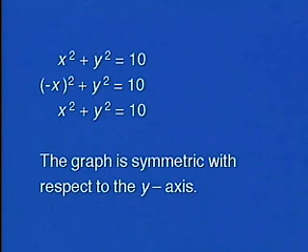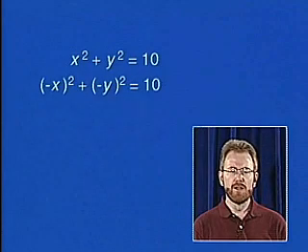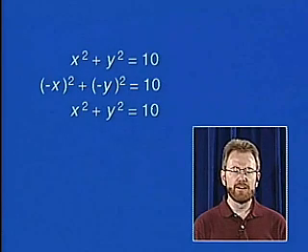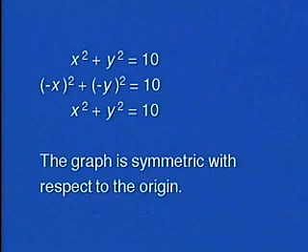We've got that. Last but not least, we're going to check for symmetry about the origin, which says replace x with negative x and y with negative y simultaneously. Simplifying this yields, again, the exact same equation that we started with. The graph is also symmetric with respect to the origin. Now, this should not surprise us much because hopefully we recognize that equation as being the graph of a circle.